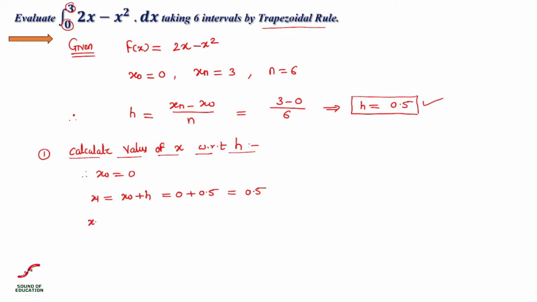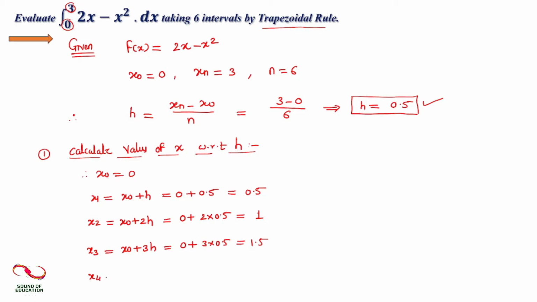Now similarly calculate the value of x2, and formula for x2 is equal to x0 plus 2h. So here again 0 plus 2 multiplied by 0.5. So calculate, that is 1. Similarly calculate the value of x3. So x3 के लिए x0 plus 3h, right? So x0 is equal to 0 plus 3 multiplied by 0.5. So here 1.5, right?